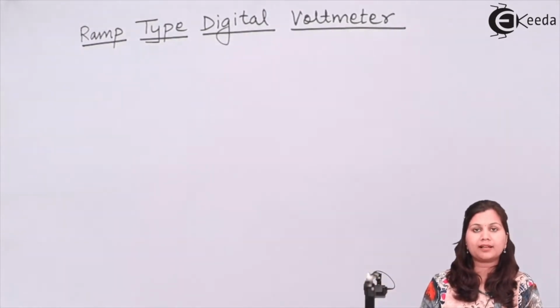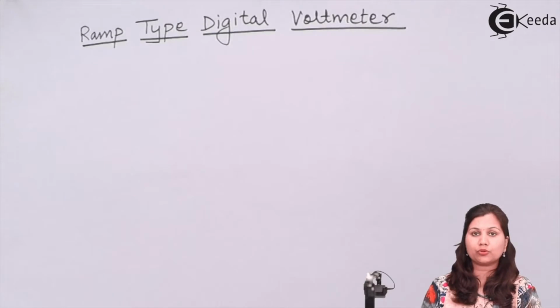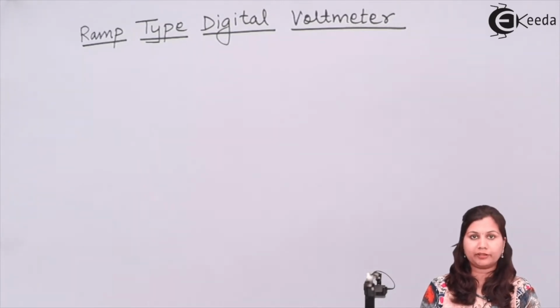Digital voltmeters are those devices which are used to measure the AC and DC voltages between 2 points. Okay, so we can say that they measure the potential difference between the 2 points. Now, digital voltmeters are of various types like ramp type digital voltmeter, integrating type digital voltmeter, potentiometric type, successive approximation type digital voltmeter. So here we are studying about the ramp type of digital voltmeter.